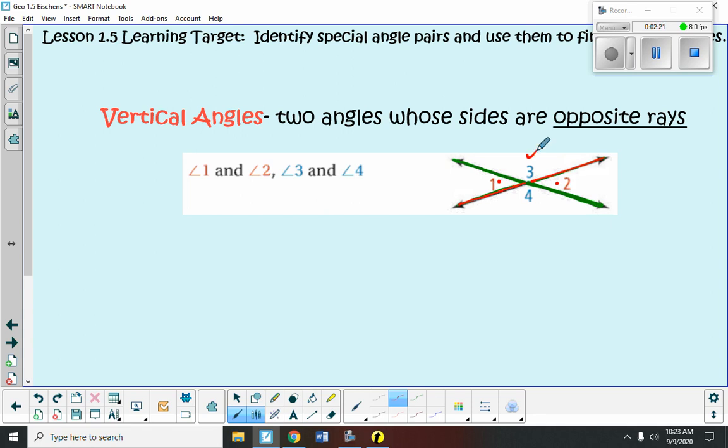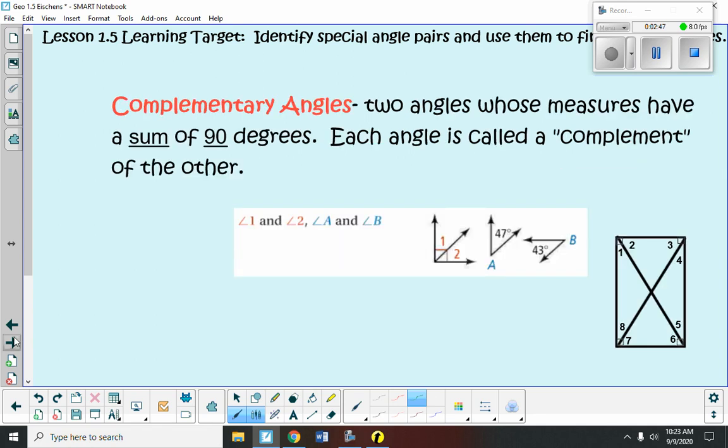And angle 3 and angle 4 are a vertical angle pair. So they're right across from each other. If you make basically an X with two lines, the angles across from each other are called vertical angles. You can also think of it this way: I think of it as two V's put together. Actually, you have four V's right here, a bunch of little V's. So vertical angles are right across from each other.